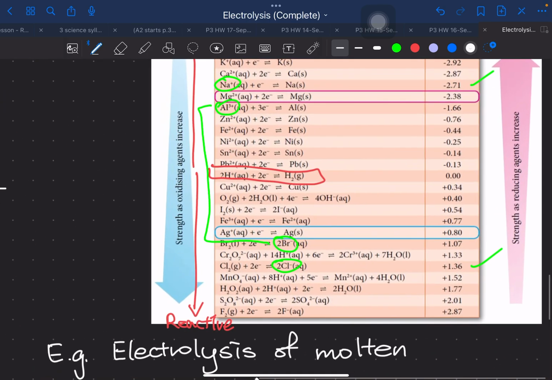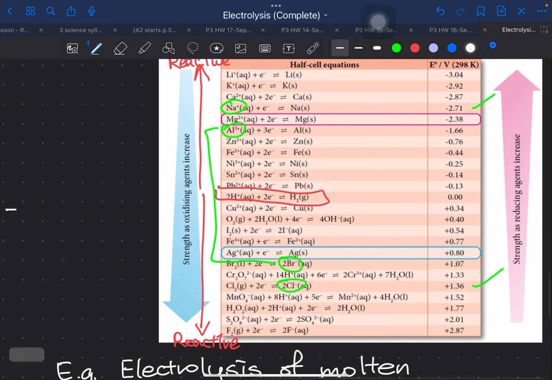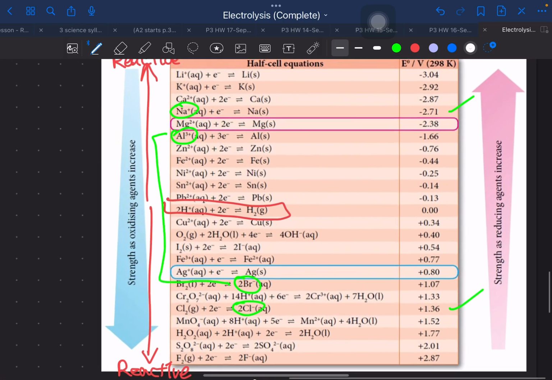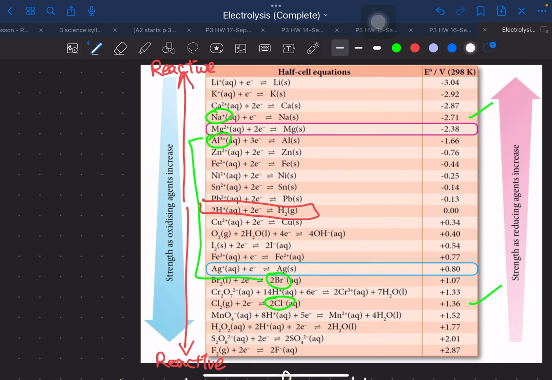Okay, and just for our convenience, the next time you approach this kind of question, let's say we're having 2 molten ionic substances, just circle them out and compare the standard electrode potential values. And if you have 4 ions, don't choose the ones that are the highest and the lowest. Instead, choose the middle 2, and that will give you the product that you want.